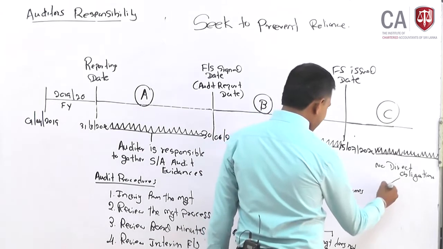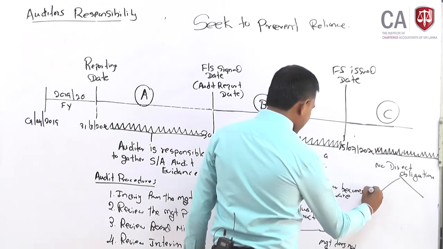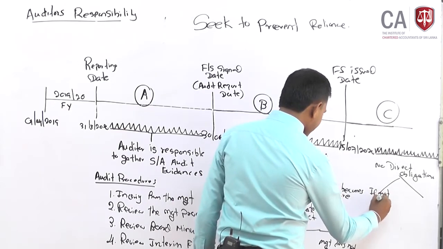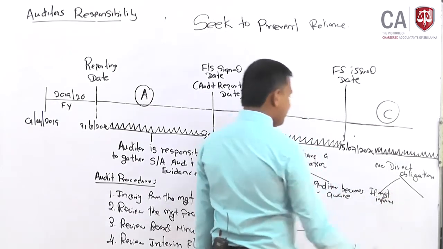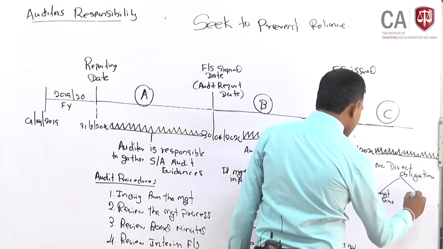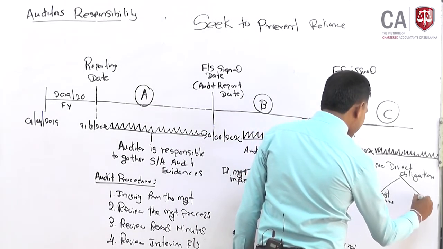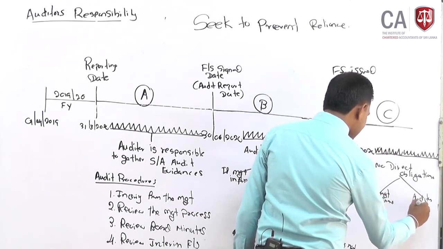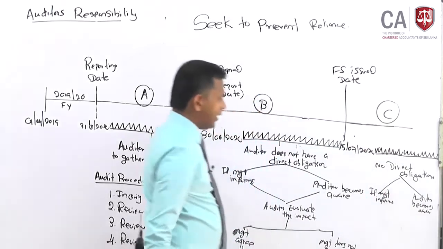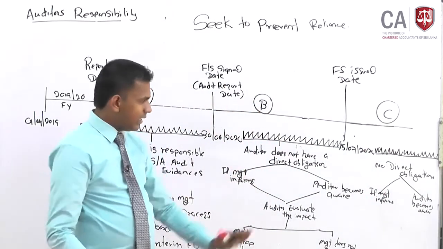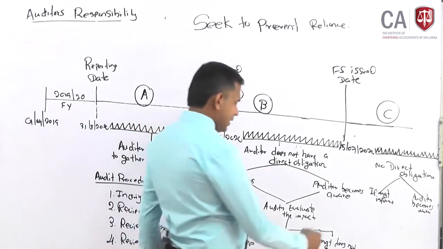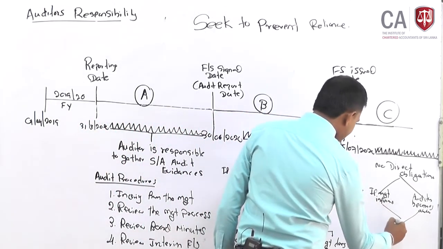But same like previously, if management inform or auditor becomes aware, you see, same way, no direct responsibility. If management informs or auditor becomes aware, right, then auditor evaluates the impact, right.